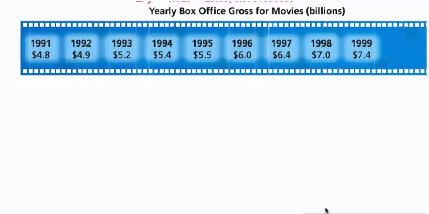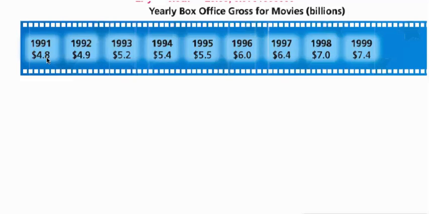Okay, here's an example where we're going to find the linear regression of yearly box office gross for movies in billions of dollars in the following years. What this data is telling us is our data starts at 1991, and I assume we're talking about the United States. I'm not sure if it's the United States or the entire world, but my guess would be it's the United States. Yearly box office gross for movies was $4.8 billion.